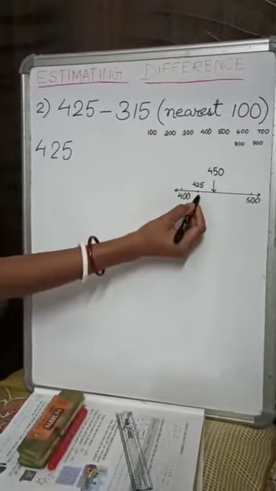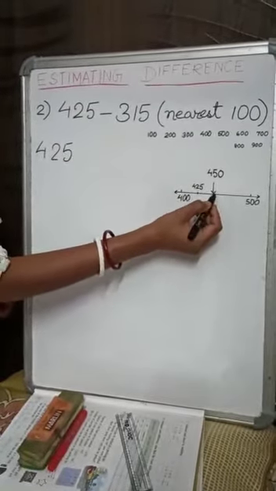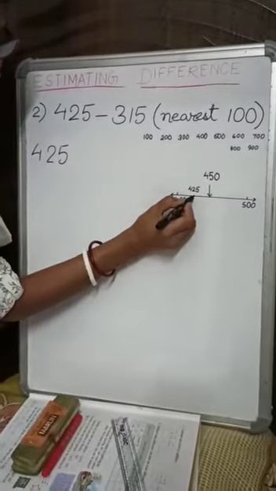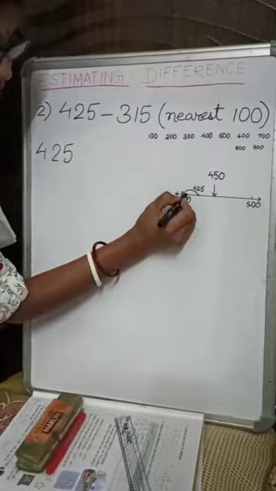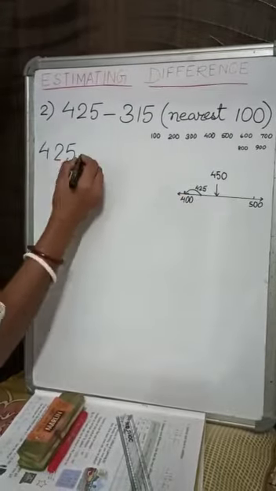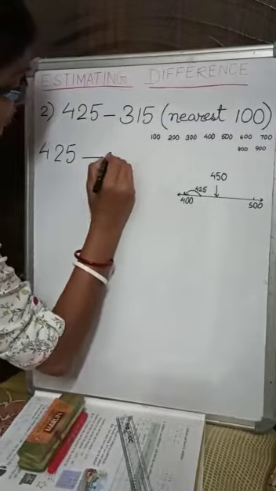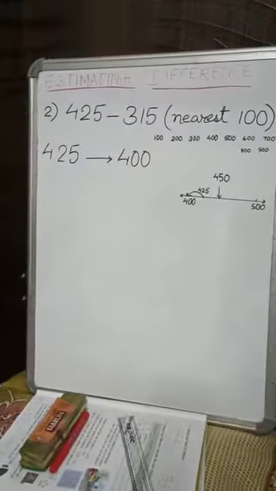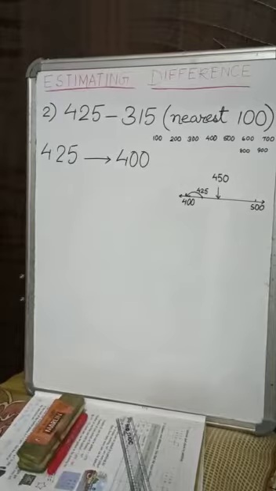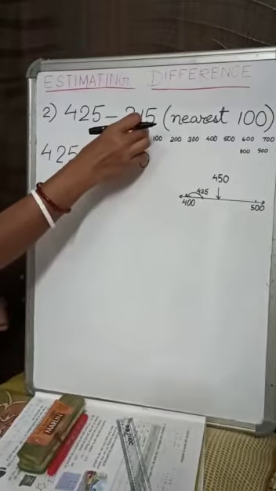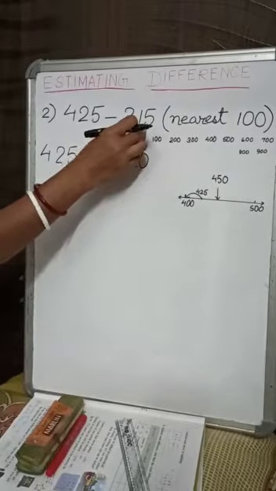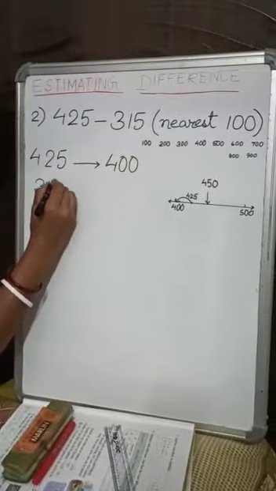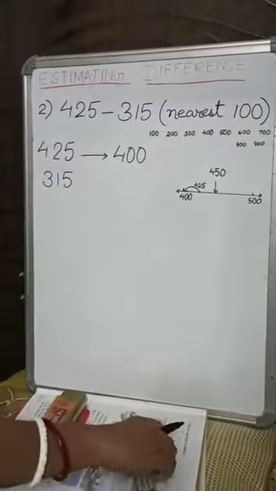So 425, since it is less than the middle number, it will get rounded down. So 425 will get rounded down to 400. So we will write here 425 rounds down to 400. So we will round off the next number now, 315. So 315 is our next number to be rounded off. So let us draw the number line.